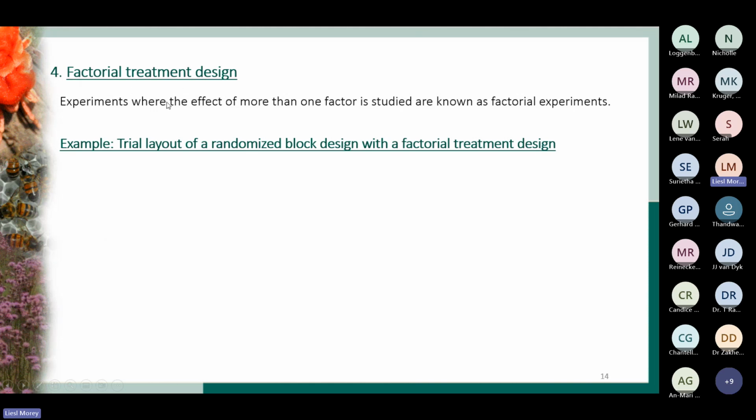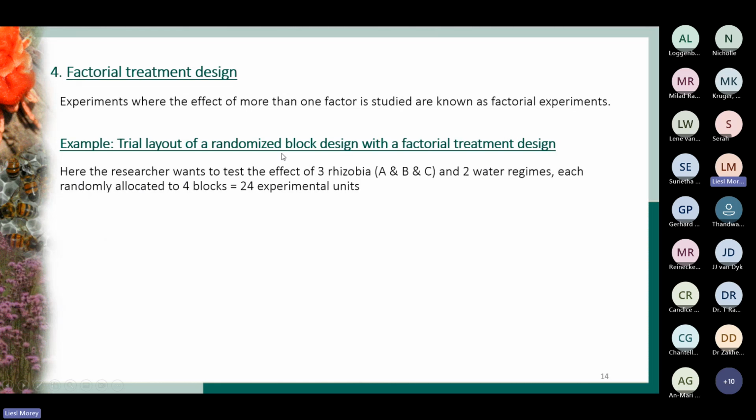So where the effect of more than one factor is studied, it's known as a factorial experiment. Here we have an example of a trial layout of a randomized block design, but our treatments are going to be a factorial. Here the researcher wants to test the effect of 3 rhizobia treatments and 2 water regimes. So 3 times 2 is 6.